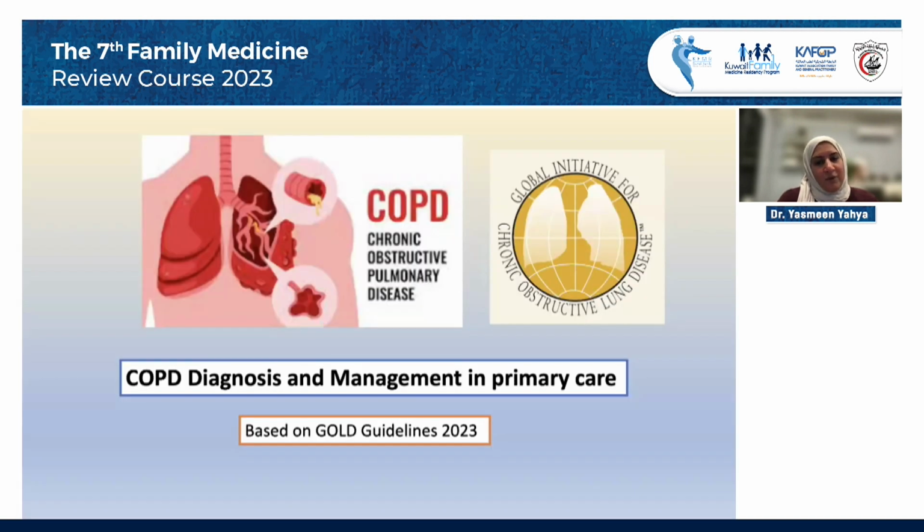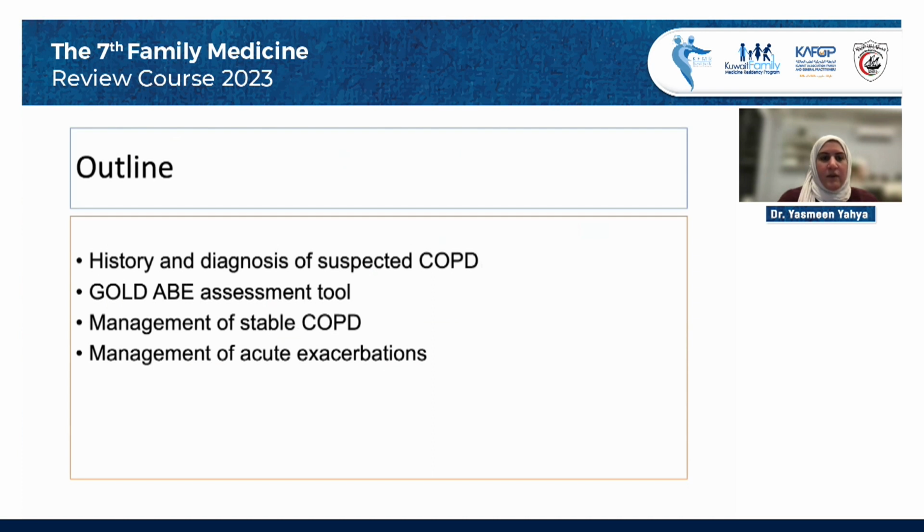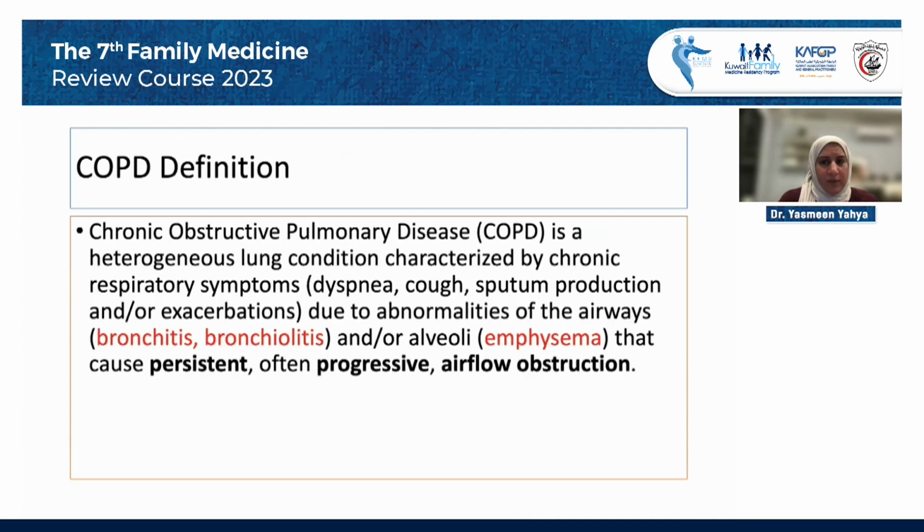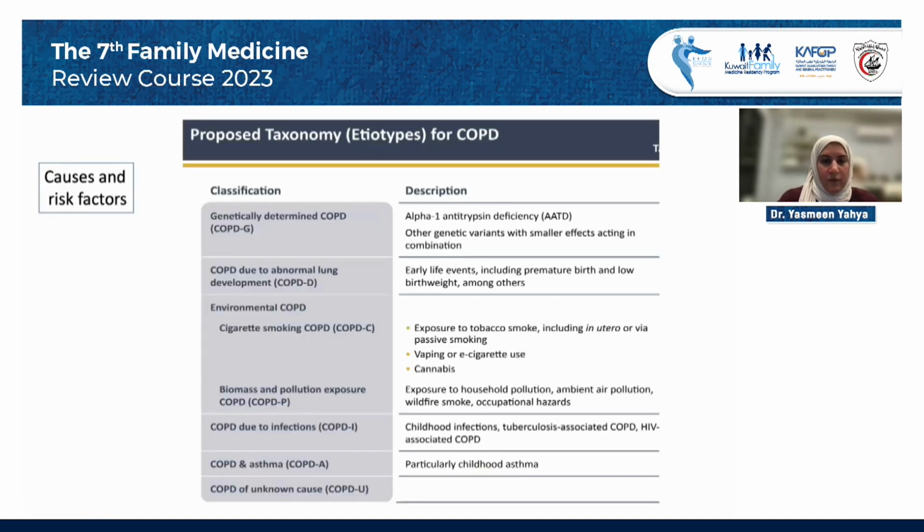Now let's move to COPD. COPD is, of course, a group of lung conditions which are characterized by chronic respiratory symptoms. They are broadly divided into chronic bronchitis or bronchiolitis and emphysema. The characteristics are that they're persistent, with progressive airflow obstruction. The causes and risk factors for COPD.